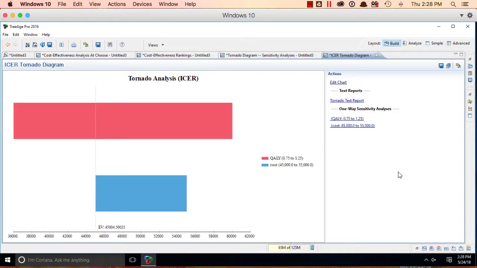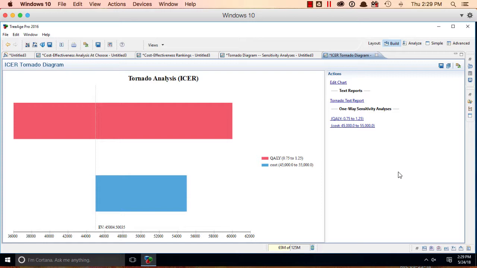We do the same thing with the tornado diagram for the ICER, the incremental cost effectiveness ratio. That expected value of $45,004.50 is the incremental cost effectiveness ratio of patient navigator compared to no navigator in that base case scenario that we solved earlier in the slides with rollback. What the tornado diagram does is it asks, what is the ICER most sensitive to? Which of these two variables, cost or quality, has a larger influence on the ICER? The bigger the bar, the larger the influence on the ICER.